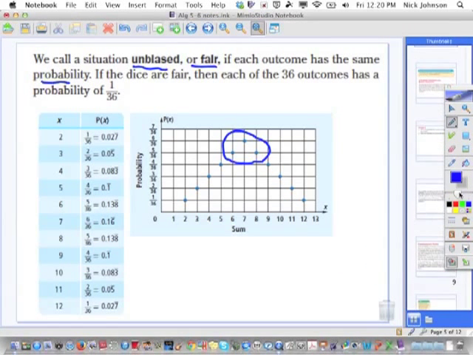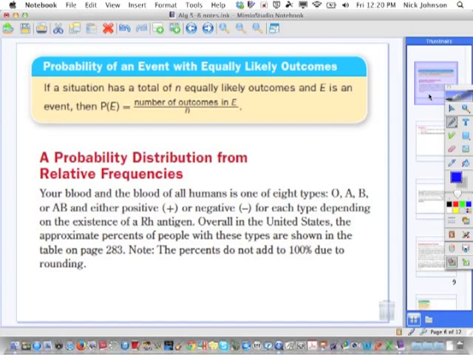Moving along. Probability of an event with equally likely outcomes. If a situation has a total of n equally likely outcomes and E is an event, then the probability of E is the number of outcomes in E divided by the number of chances. Okay, so, the probability distribution from relative frequencies.